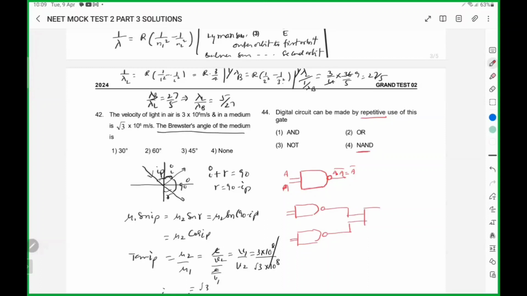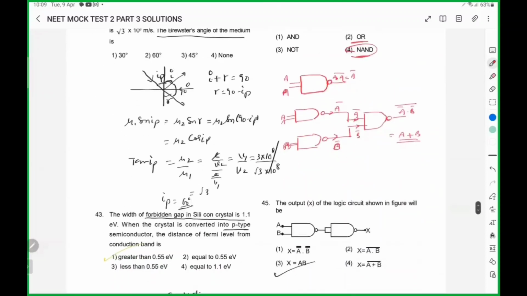instead of two, you take three. So you give here input signal A bar, and your output signal is B bar. So this is A bar, this is B bar. Here it is A bar dot B bar complement output. That is A plus B. So OR gate can be obtained by using NAND gate repetitively. Many other gates also we can get by using NAND gate.